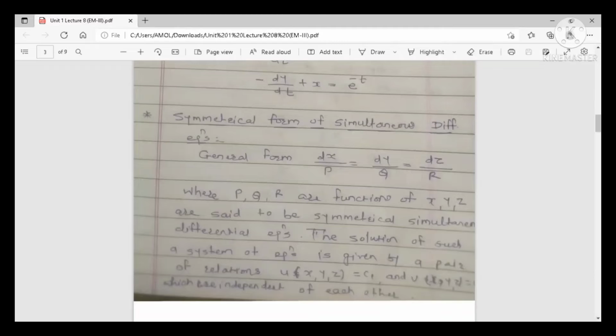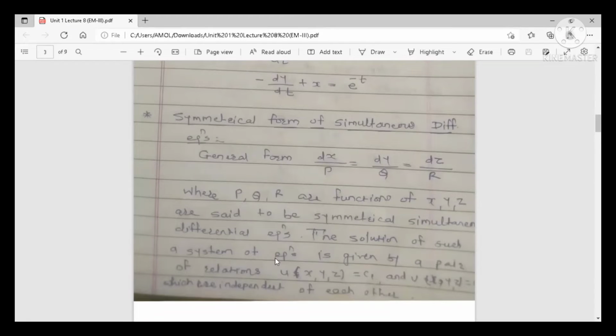Symmetrical form is dx upon p is equal to dy upon q is equal to dz upon r. This is the form, then it is called symmetrical form, where p, q, r are functions of x, y, z and said to be symmetrical simultaneous differential equations. The solution of such a system of equations is given by a pair of relations u of x, y, z is equal to c1 and v of x, y, z is equal to c2, which are independent of each other.